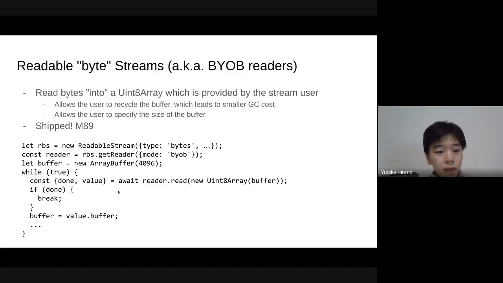So here is an example code. We create a new array buffer here, and we put a typed array associated with the buffer, and when we call readable reader.read, the buffer is detached and given to the stream, and we get the buffer as the return value of the read.